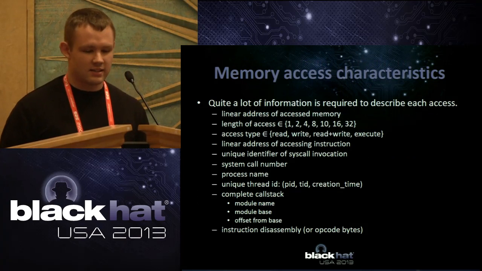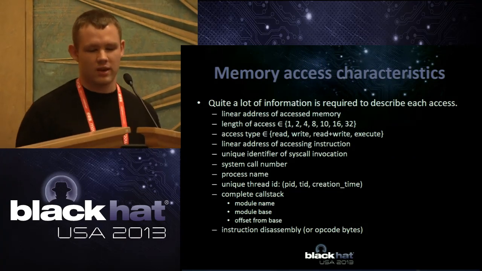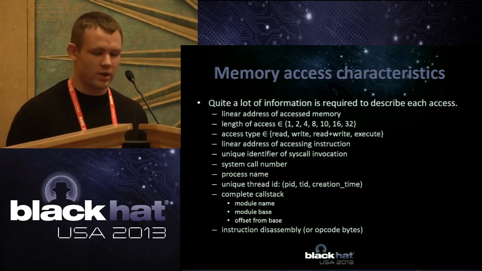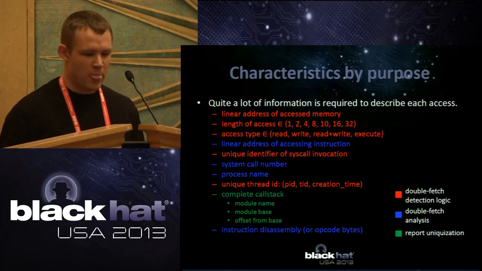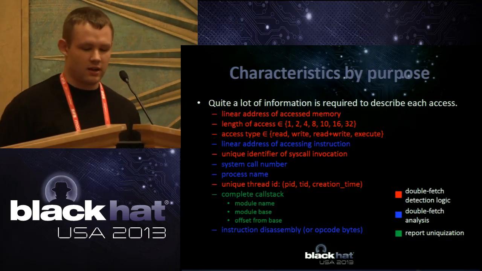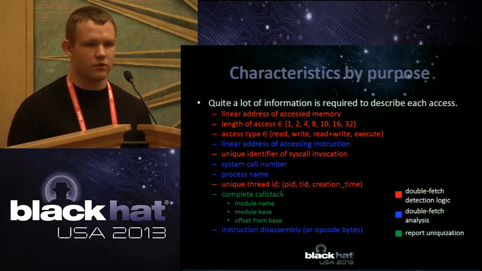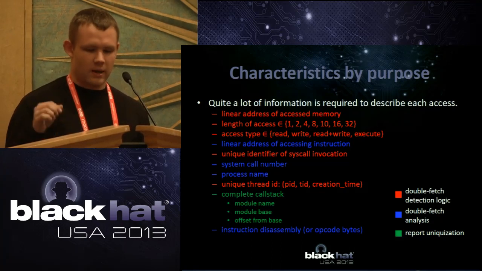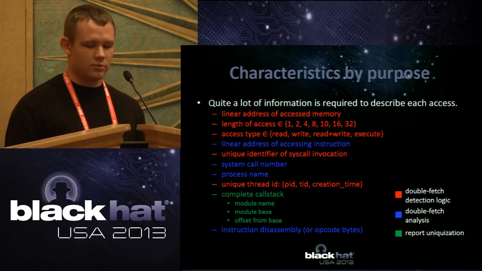So as I said, we have to have a large database of memory accesses, and each memory access can actually be characterized by quite a lot of information, which we need to implement the logic of the double fetch finding. So we can group all of these types of information into several different types of things. So we can characterize them by purpose. So we have three different purposes of this information.